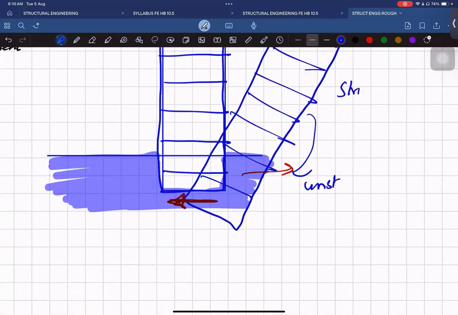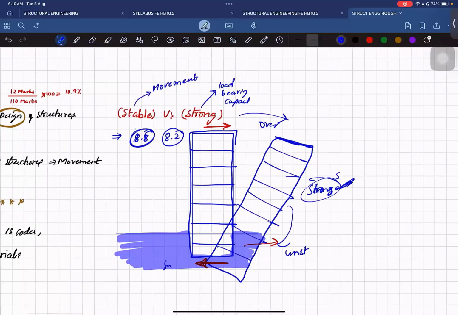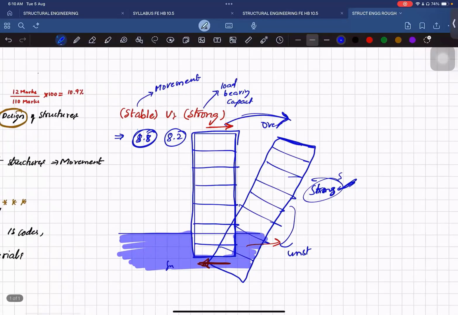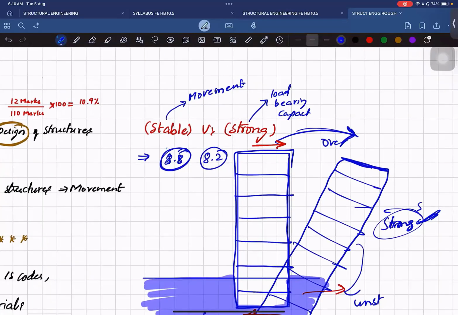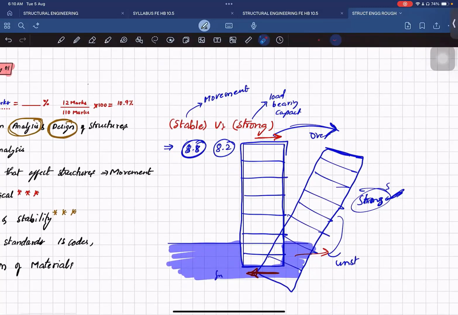It might be strong, I agree. We agree it is strong. They used a lot of good quality materials. The superstructure design was very good, but they neglected the substructure. Because of this, the entire structure moved as a whole. So this is the difference between stability versus strength, or stable versus strong. This is one practical piece of knowledge you have to know.